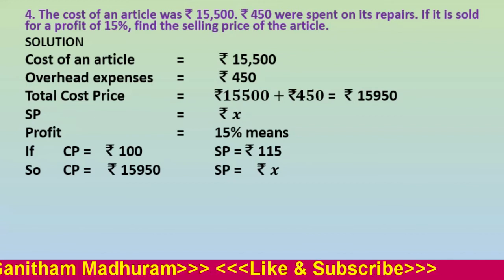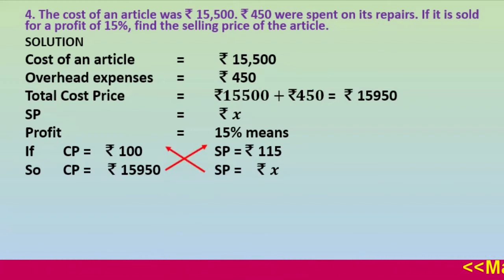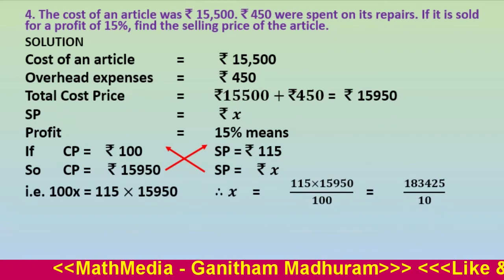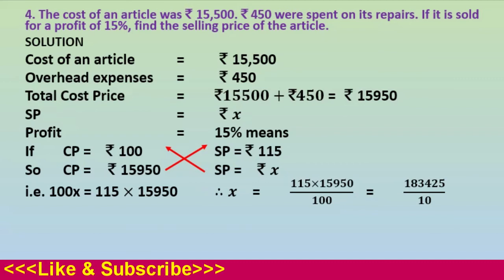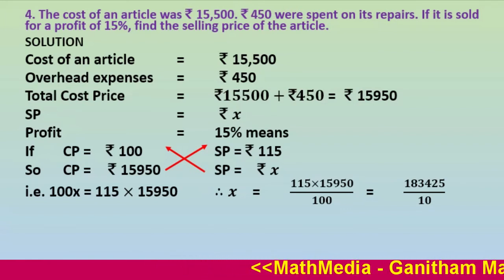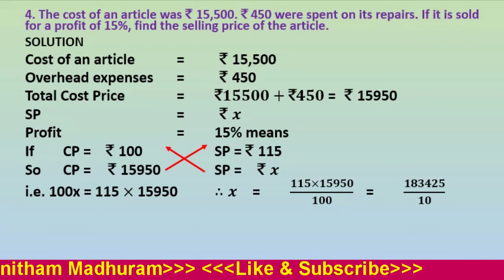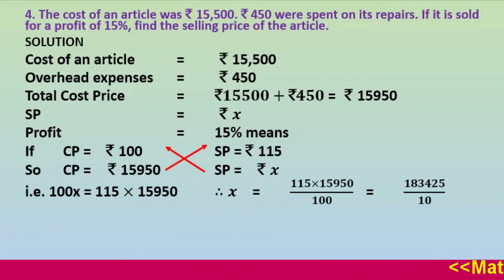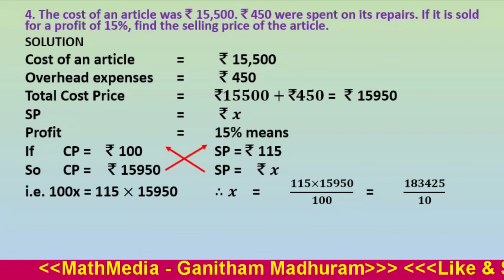Now what is the next step? Yes, here we have to do the cross multiplication. So while doing cross multiplication we get 100x equal to 115 multiplied by 15,950. Therefore x equal to 115 multiplied by 15,950 whole divided by 100. Here you just cancel 1 0 from numerator and denominator. Then multiply 115 multiplied by 1595.